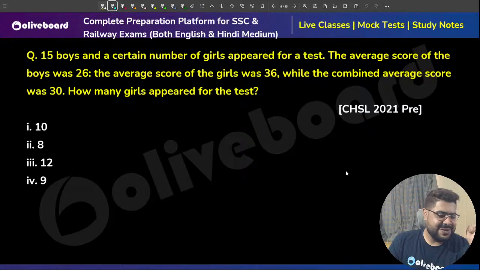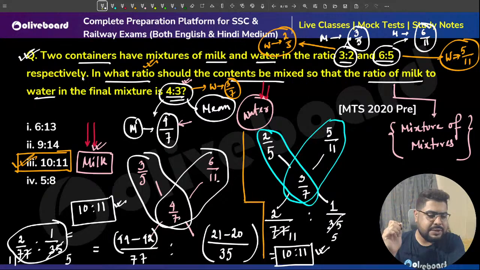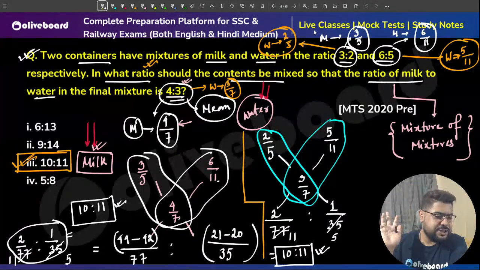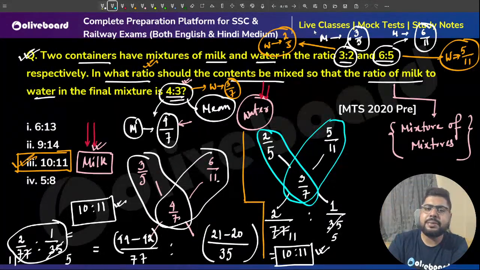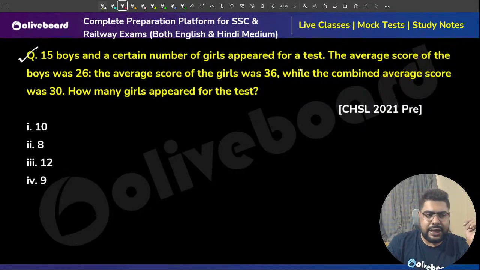Okay, chalo. Now, as I told you, we are going into a little bit different territory, the identification part. This question is a little bit tricky to understand. Yes, it can be solved with allegation if you haven't practiced much. Now a similar type question, it is a CHSL 2021 question.